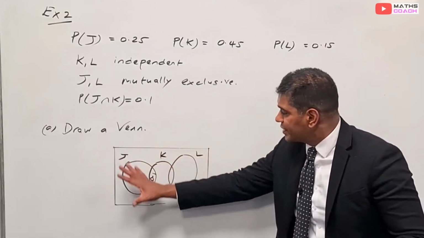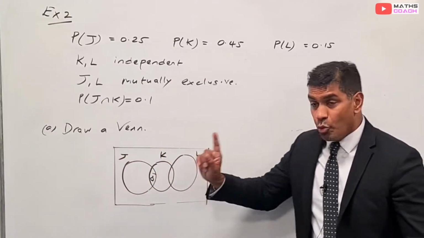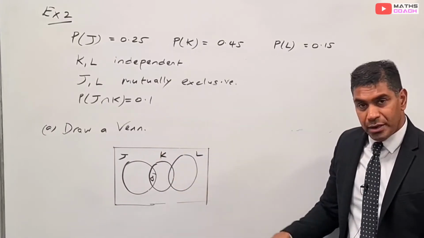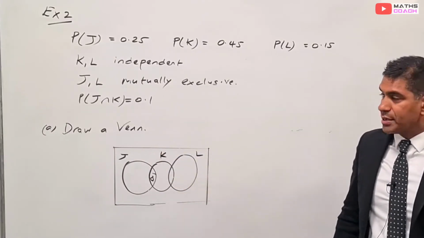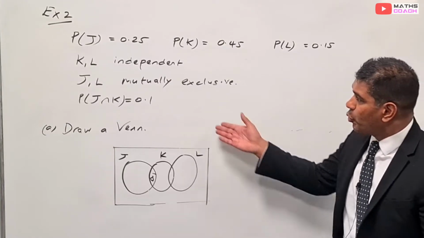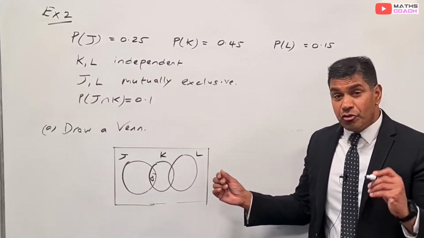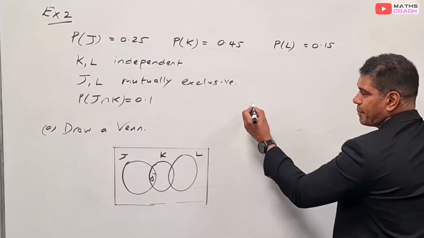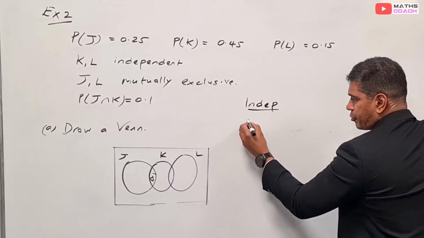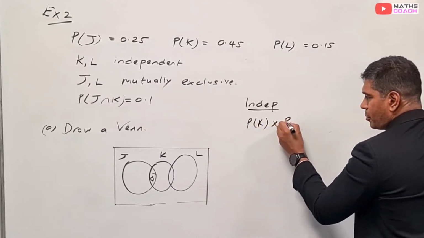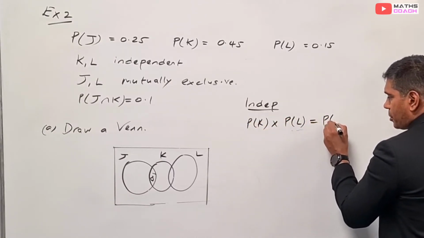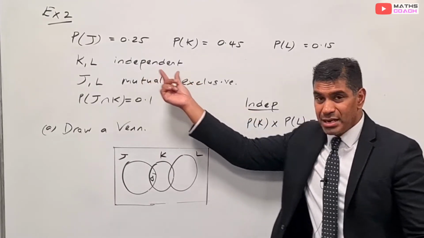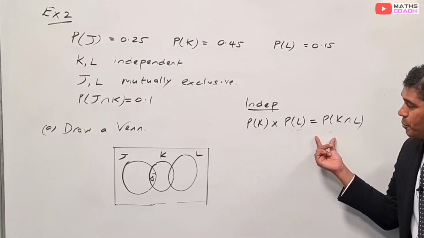So how do we finish off the rest of the Venn diagram? We all know that we need to fill this value in, this value in, this value in, this value, and the outside number. So what do we look at? Well, we have to look at this word independent. If you remember earlier from our formulas, we know that K and L are independent. So if K and L are independent, probability of K times probability of L is probability of K and L.